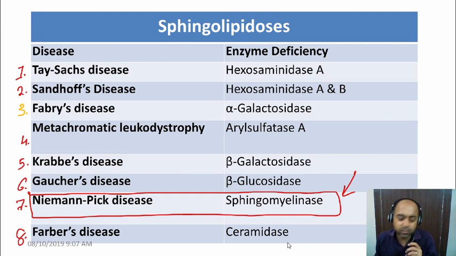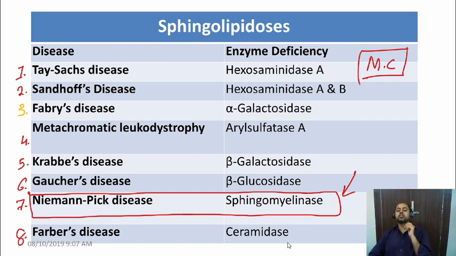Second question, which of the following disorders is the most common? Which is the most common among all the sphingolipidosis? Quickly tell me the answer.